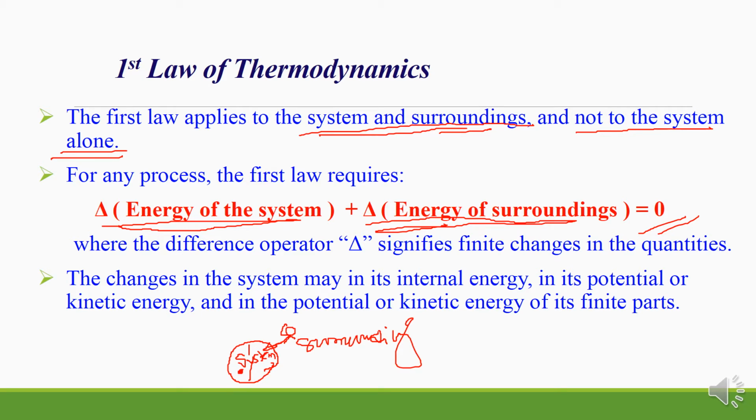So the change in the system may be a change in internal energy, or maybe potential energy, or kinetic energy. These are the three forms which are very important, right? One is internal energy, second is kinetic energy, and third is potential energy. So these three cases are very important, and these are measured in this form only. So change is measured here always, right?